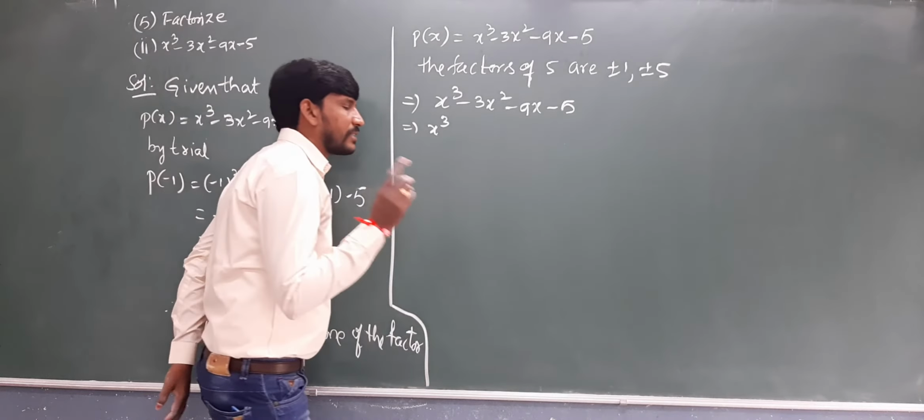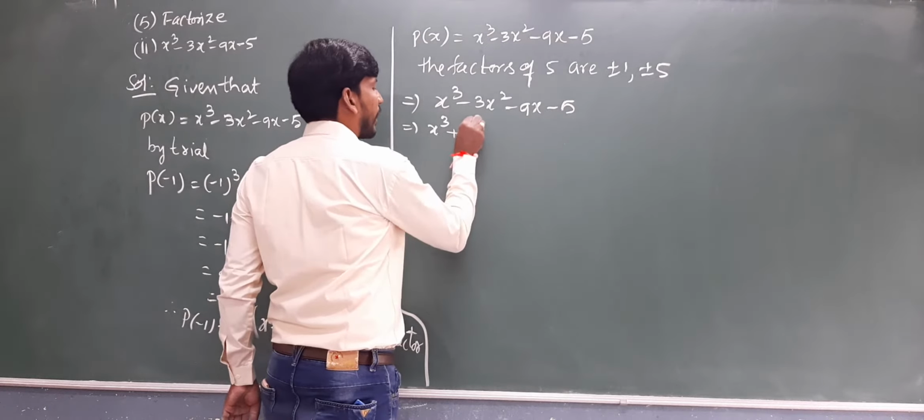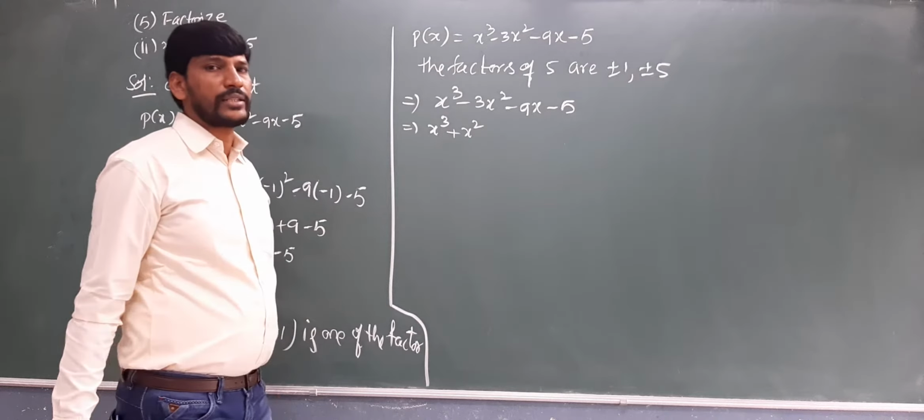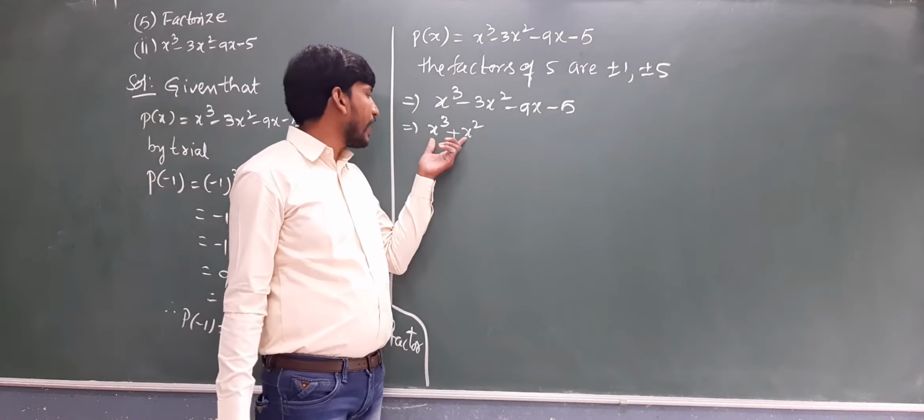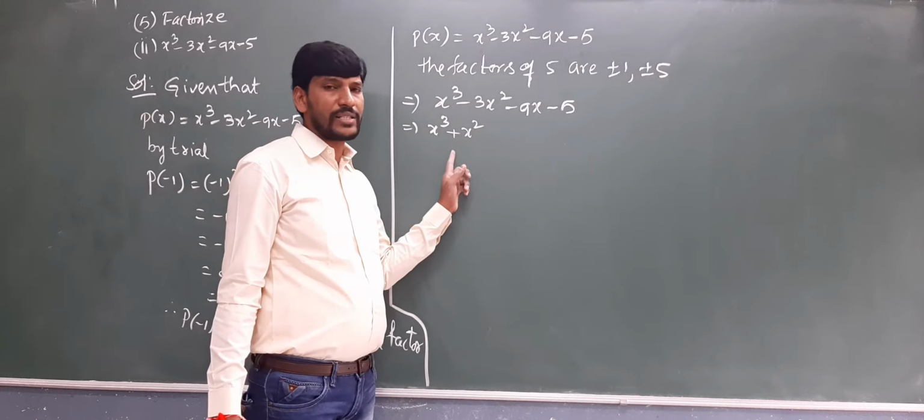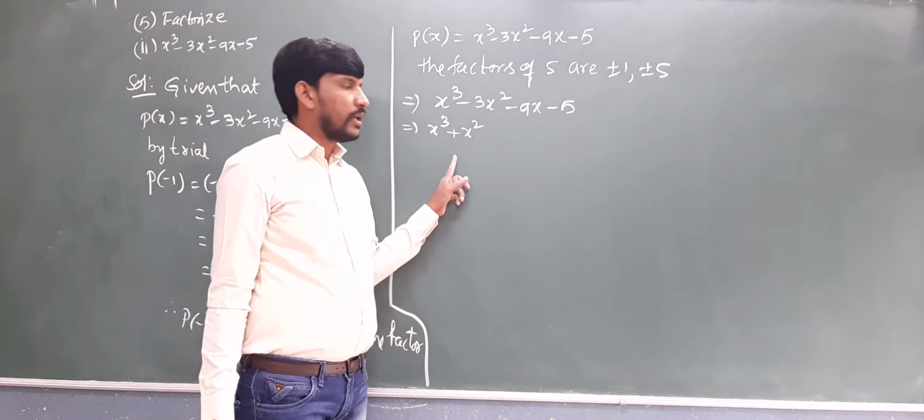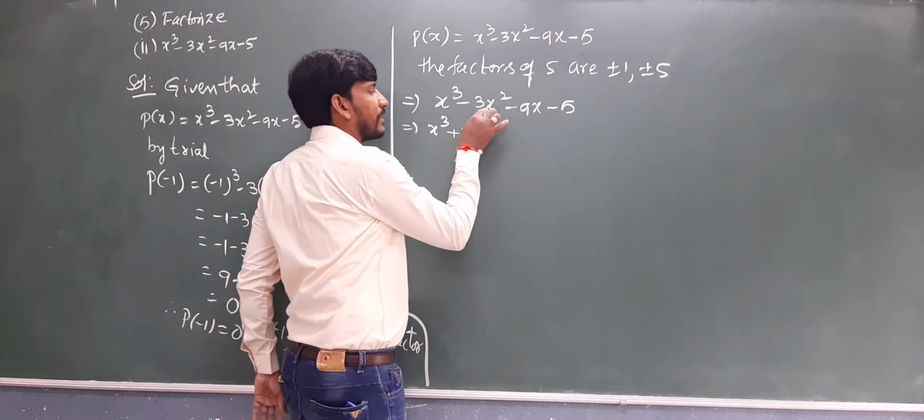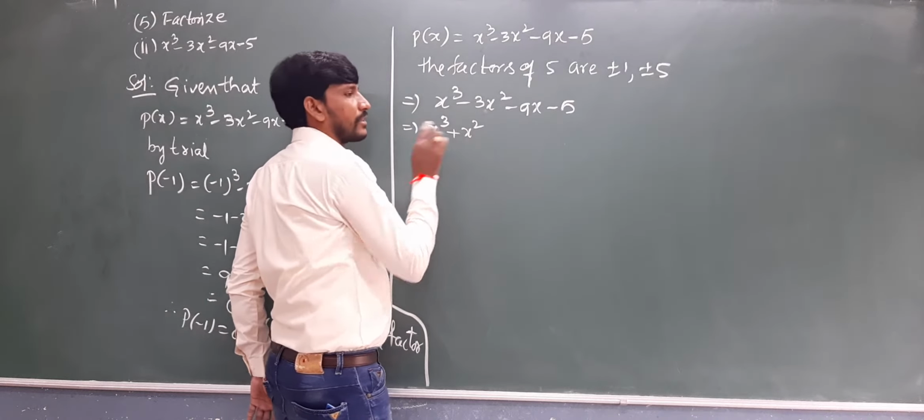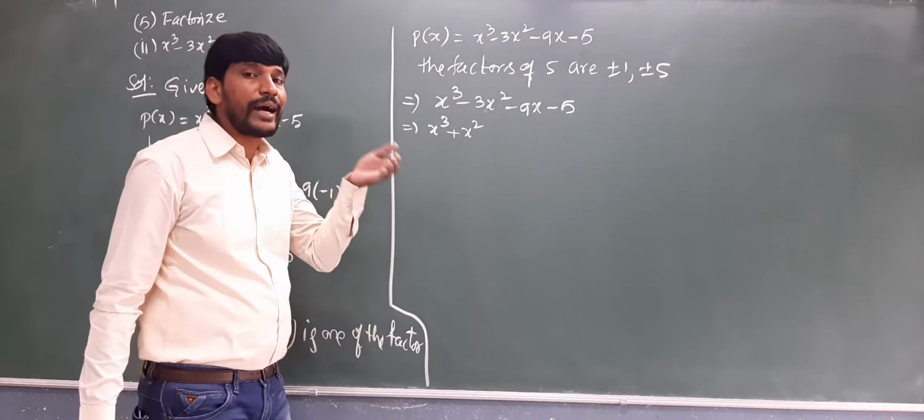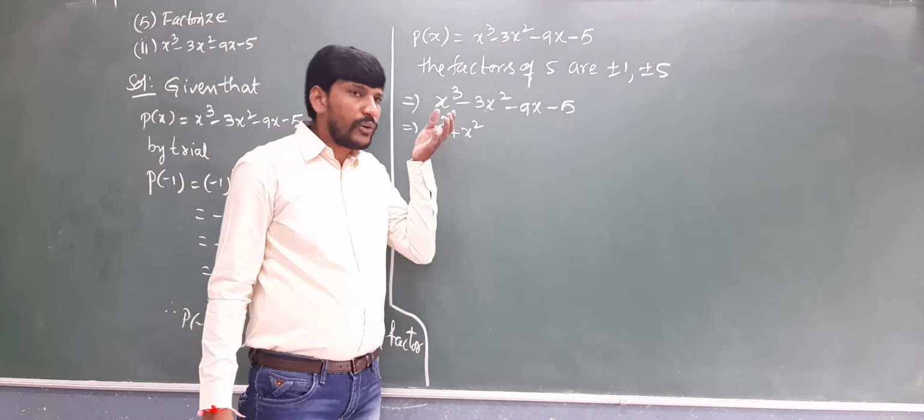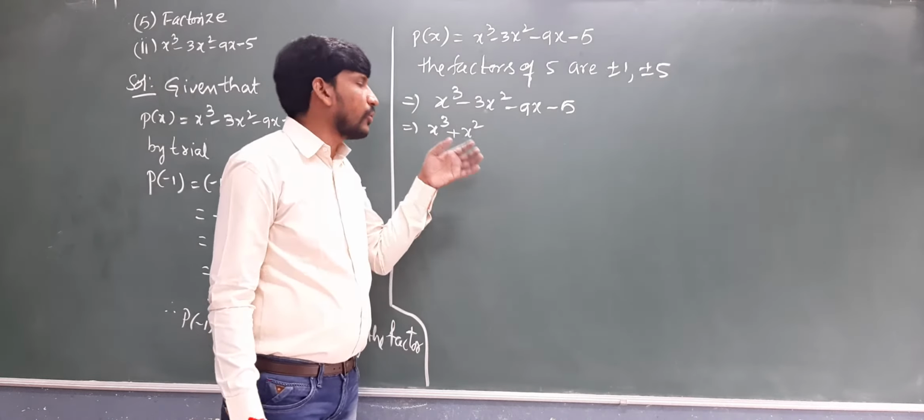Okay, to get x plus 1 as the common, you should write plus x square here compulsory. Why only x square? Because by taking x square as the common here, you get x plus 1 as the leftover part. Clear? So here, out of minus 3x square, I wrote 1x square. I want minus 3x square.